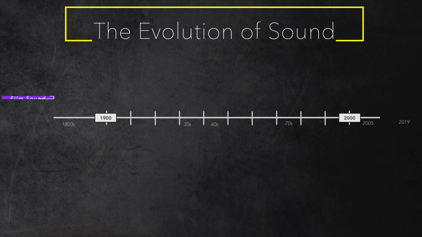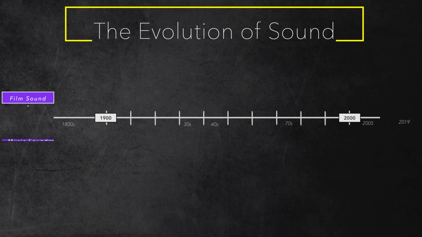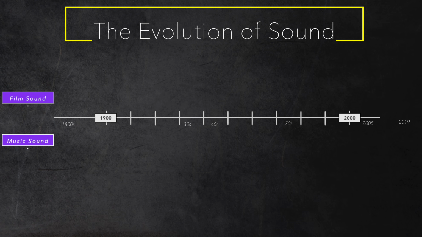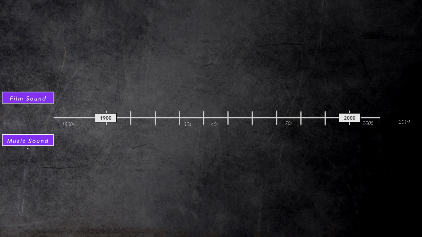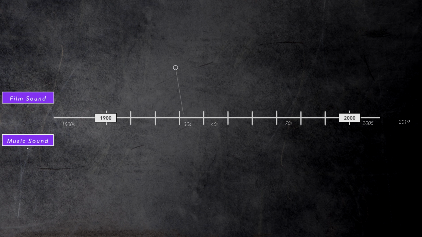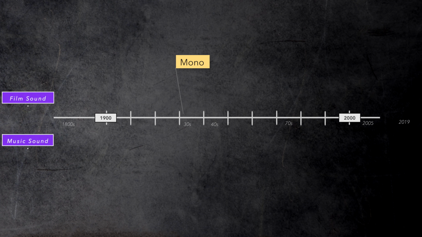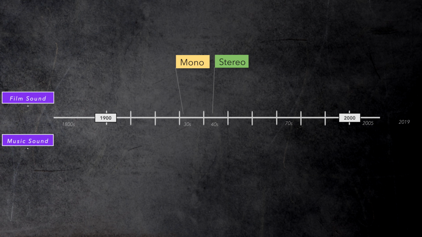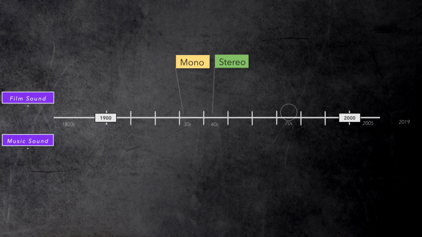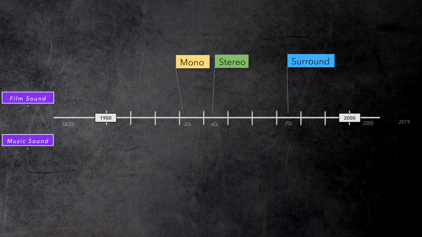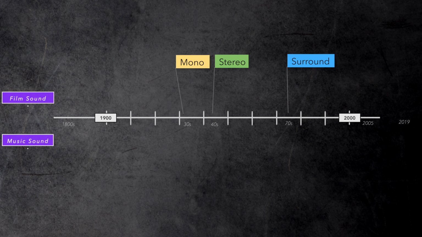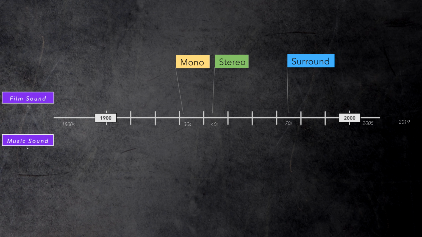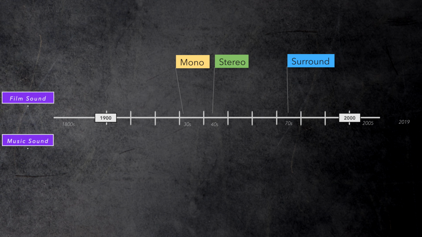The evolution was different for film sound and music sound. The evolution of film sound was very straightforward. The first sound in movies started in the early 30s as mono. Then in the 40s came stereo sound experiments that evolved into the late 70s to the early surround sound formats mainly developed by Dolby. Virtually every film and many TV shows and broadcasts were mixed in surround over the years.